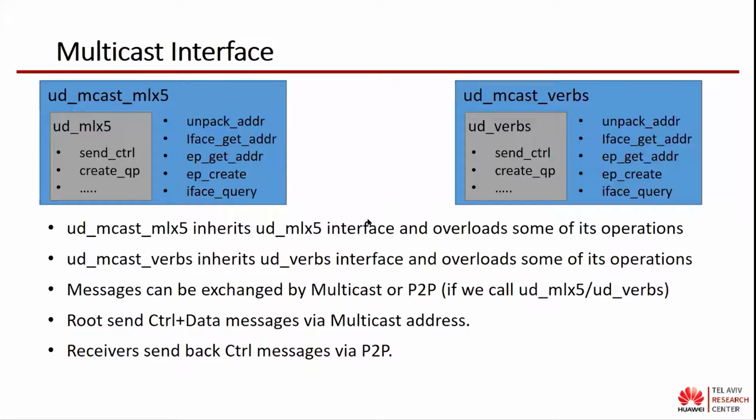So now with this implementation, the multicast interface, UD mcast MLX5, can send with both multicast IP and point-to-point. So all the messages from the root will be sent over the multicast address, and the ACKs, in order to support reliability, will be sent over the point-to-point.